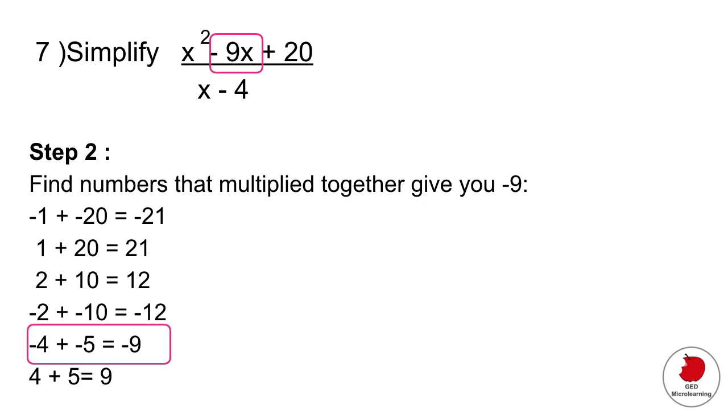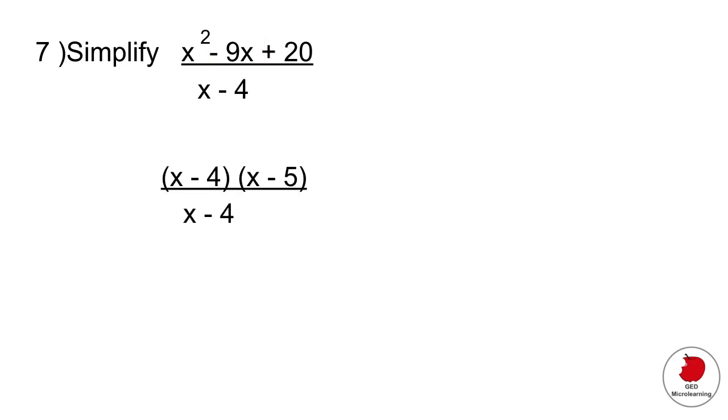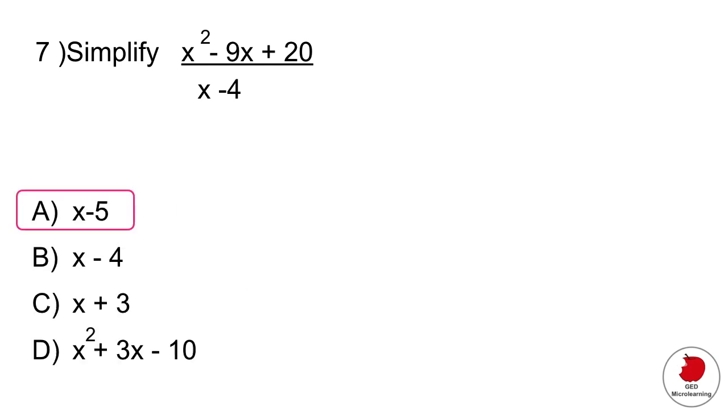in step 1, we said that minus 4 multiplied by minus 5 gave you positive 20, and you can see that when we add these numbers together, minus 4 plus minus 5 gives you minus 9. Okay, so those are going to be your factors. So you would simplify your equation like this, and now it's very simple. You can cross these two terms out, and you get x minus 5, which is option A.